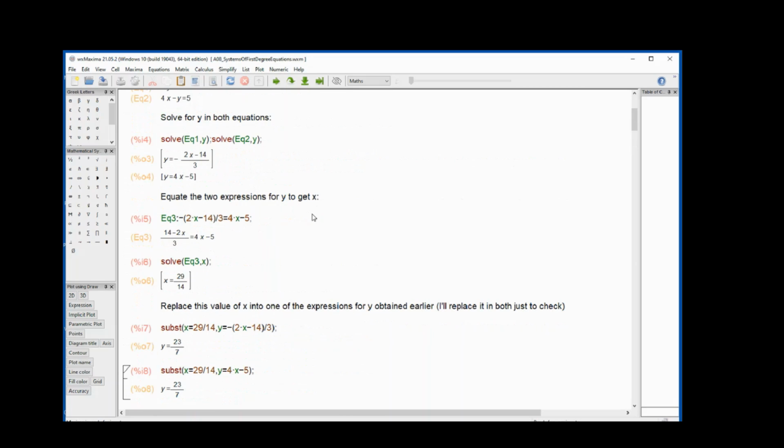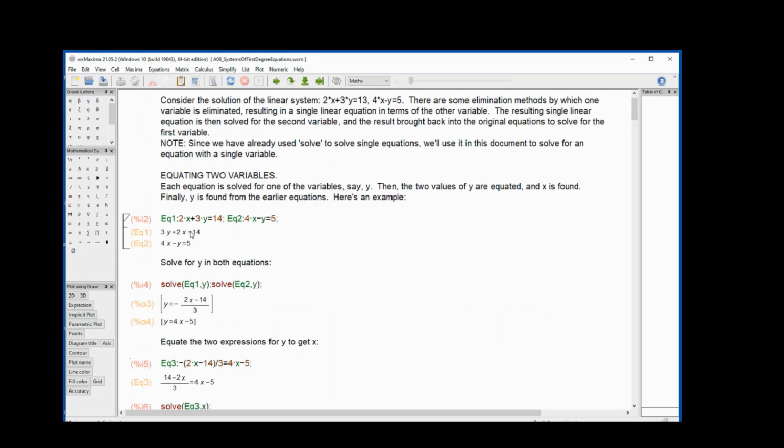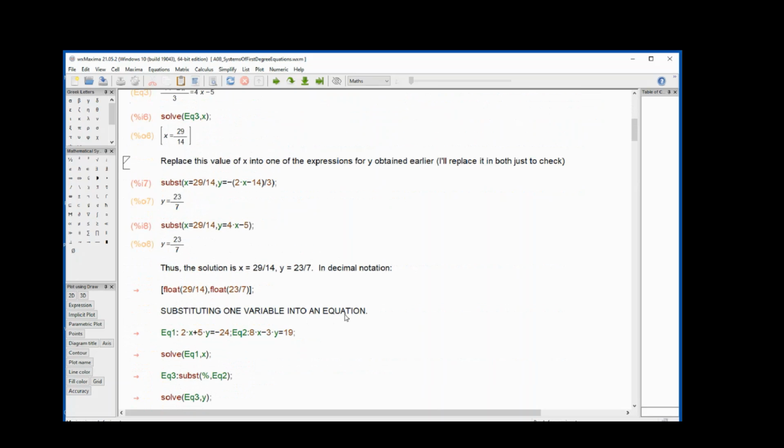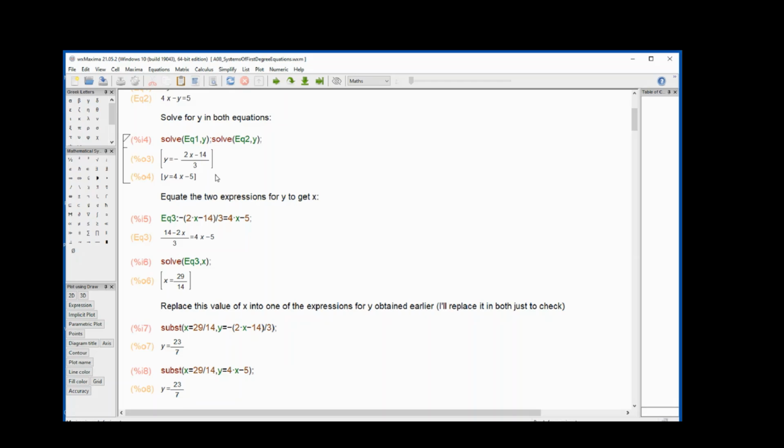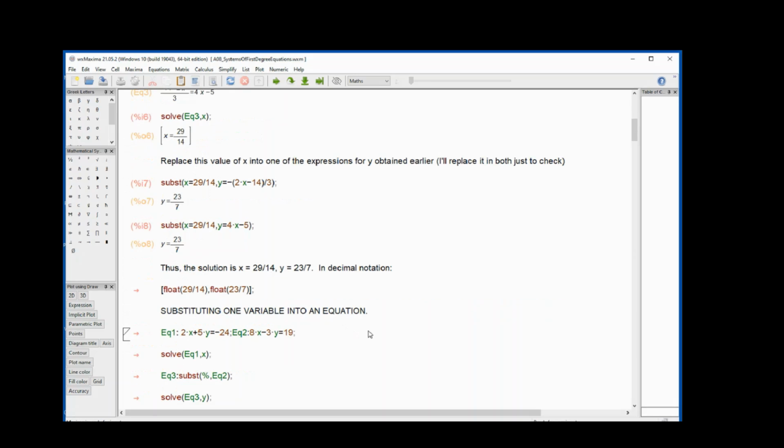So again, what I'm skipping here are the steps of solving for a single variable, which we already know how to do by using solve anyway. So this process is to isolate one of the variables, equate the two results, solve for the remaining variable, and then go back to the two expressions here to find the other variable. That's one method of solving, which is simply equating one variable from two equations.